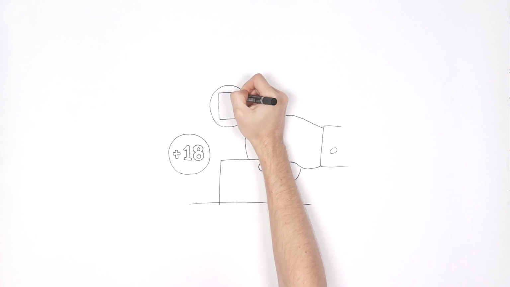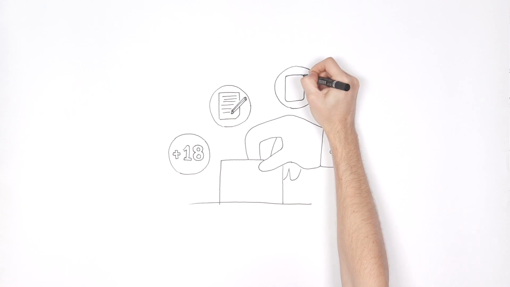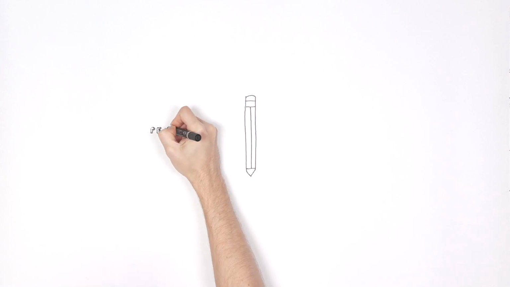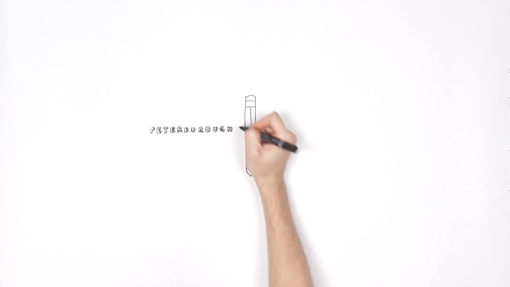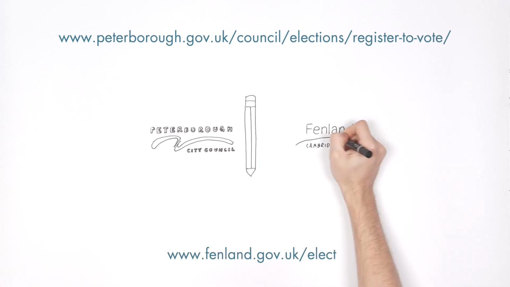You must also be a British or Irish citizen or a citizen of certain Commonwealth countries. European Economic Area citizens can vote in local and European elections. You need to register to be eligible to vote. In Peterborough, visit the following website. In Fenland, visit the following website.